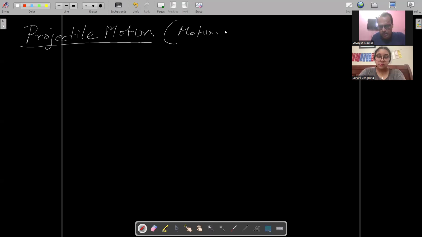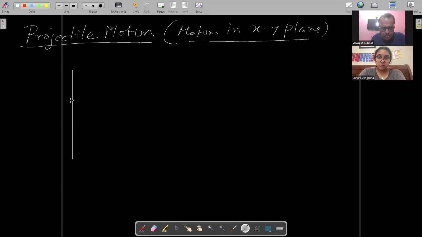Also, we say that the motion in XY plane. Now we have to know the basic grammar of this projectile motion. For example, so far we have discussed the vertical motion. Let me say a particle is thrown vertically upward, or a particle is dropped from a particular height. So this motion is basically motion in Y plane, motion in Y axis or Y plane.